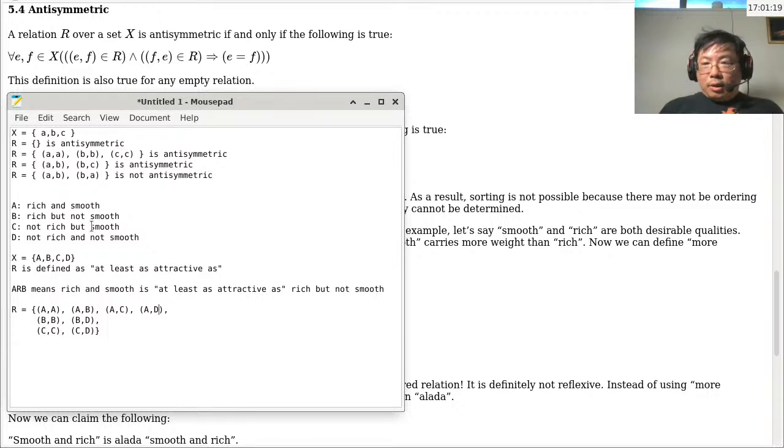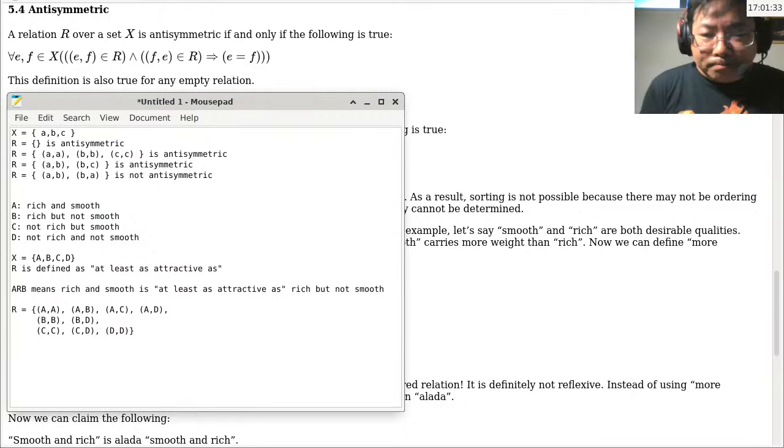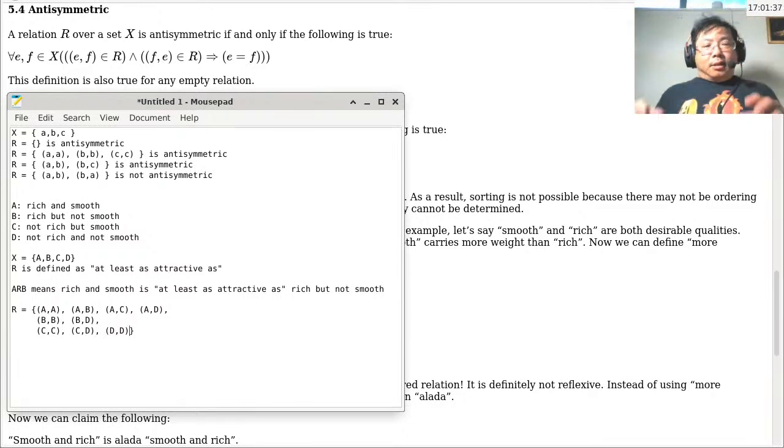All right. What about DD? Oh, very good. Okay, you got me again. DD is supposed to be here because people who are not rich and not smooth are ranked equally. Good job. Very good.